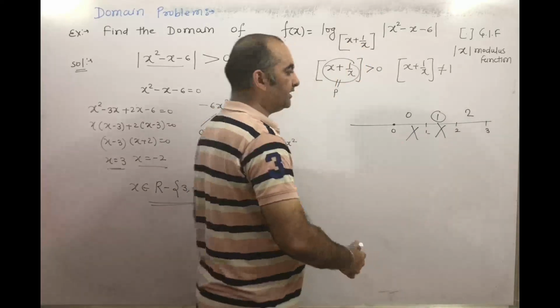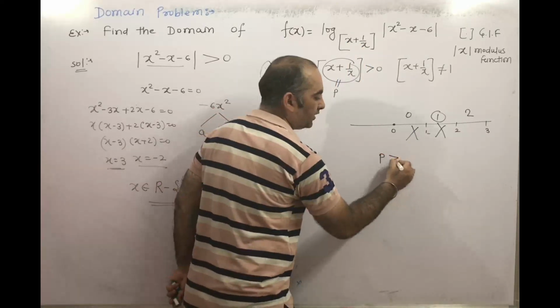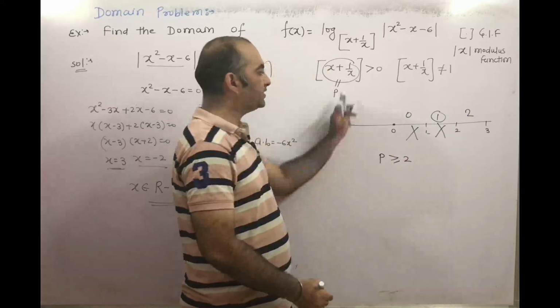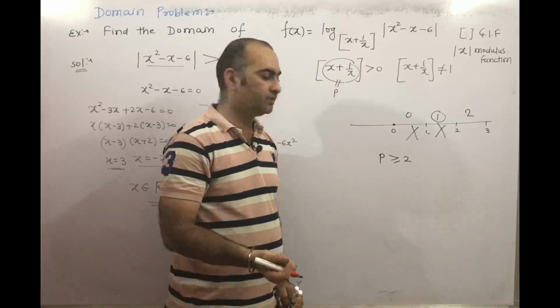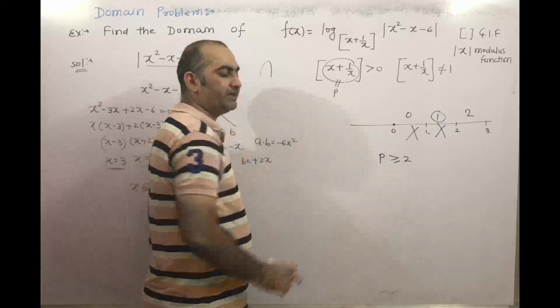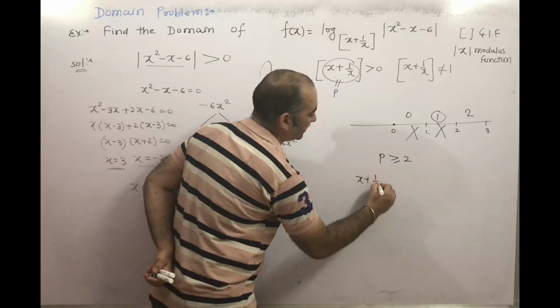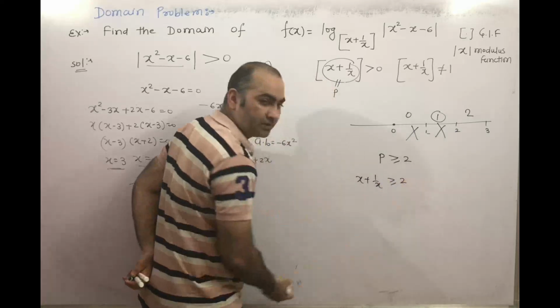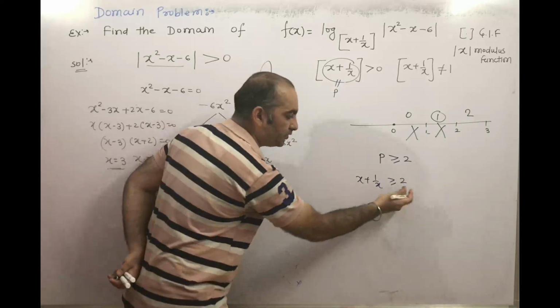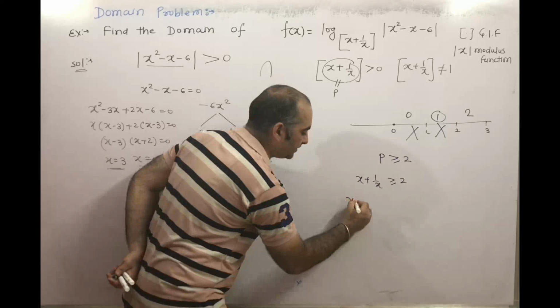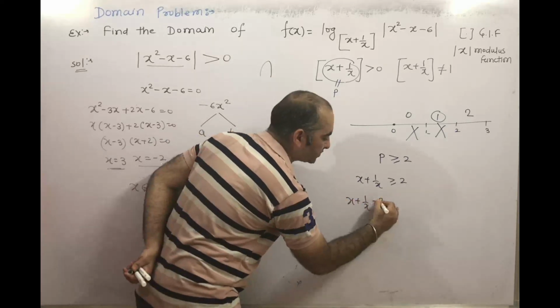So from here we can say that p must be greater than or equal to 2. Okay, if p is 2, so greatest integer is what? 2. So from here we can say that inside quantity should be greater than equal to 2. So from here we can say x plus 1 by x must be greater than equal to 2. So we have to solve this one. So what can you do? 2 you will take this side. So x plus 1 by x minus 2.